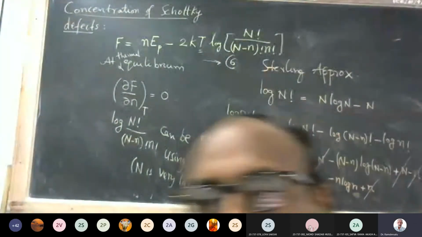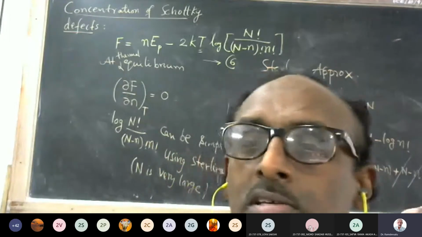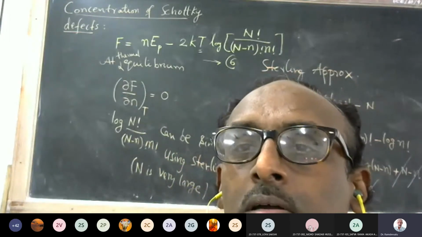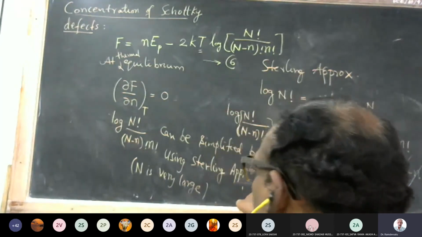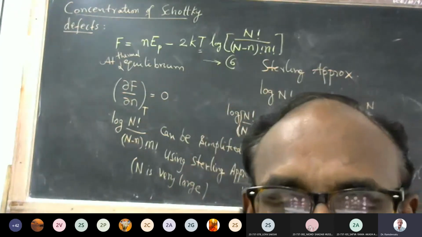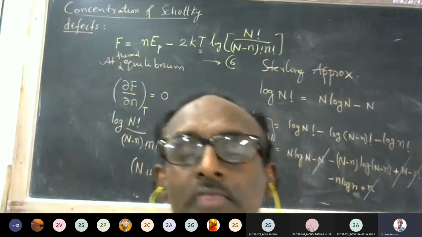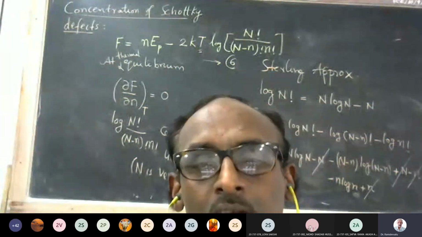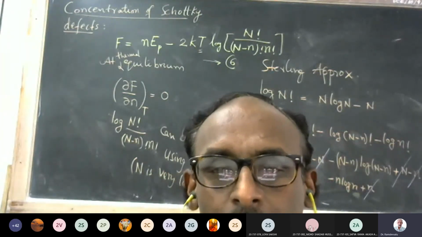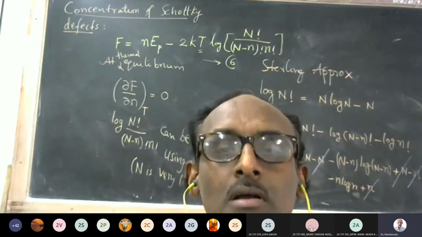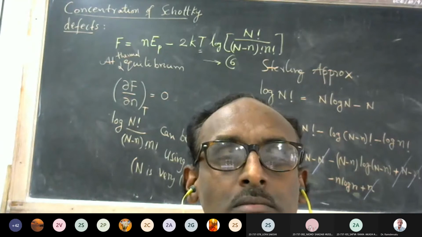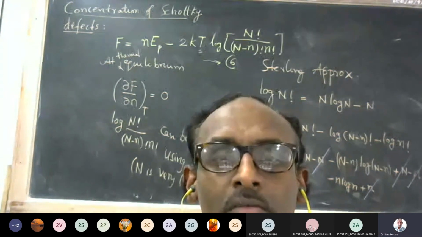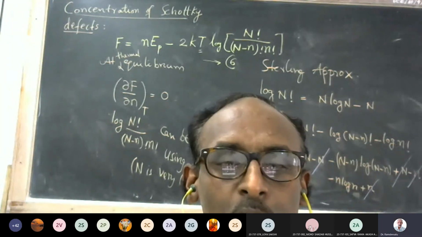And I ask you to simplify this equation, okay? And substitute this equation in equation 6, and you will get the F value. And then differentiate it with respect to small n, or partially differentiate with respect to small n. Anybody? Did you have any doubt from this derivation? Can you do it at home?